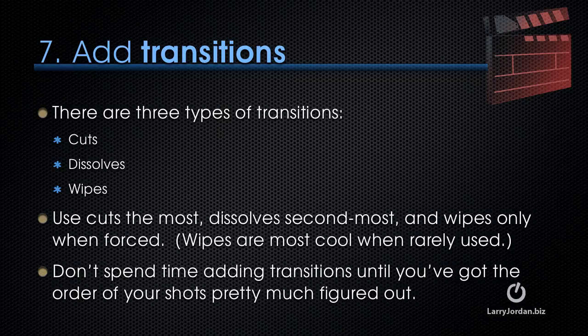Once we got those first 6 steps done, that's the creation of the story part and the storytelling. Now we're into polishing, which is principally effects. Step 7 is to add transitions. And there's 3 types of transitions we can add. We can add cuts, dissolves, or wipes. You use cuts the most, dissolve second most, and wipes only when you're forced. Because wipes are most cool when they're rarely used.